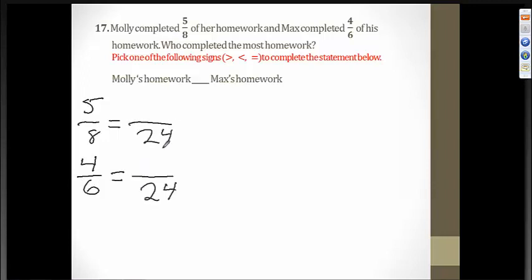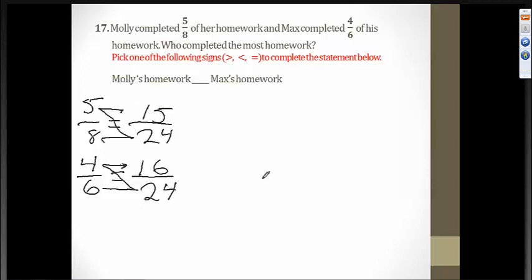So we now have 5/8 equals something over 24, and 4/6 equals something over 24. Now way back when, about 800 years ago, when I was in 6th grade, I had a 6th grade teacher tell me to use a backwards Z to figure out equivalent fractions. And what he said was 6 goes into 24 4 times, and 4 times 4 would give me 16. And I did the same thing with the 8. 8 goes into 24 3 times, and 3 times 5 would give me 15.